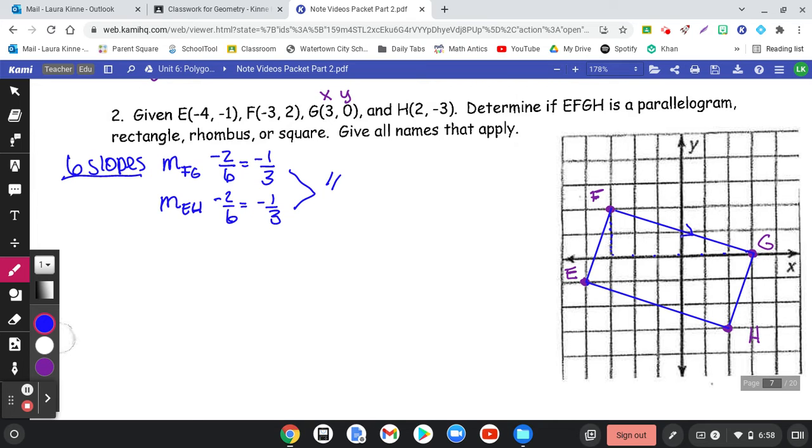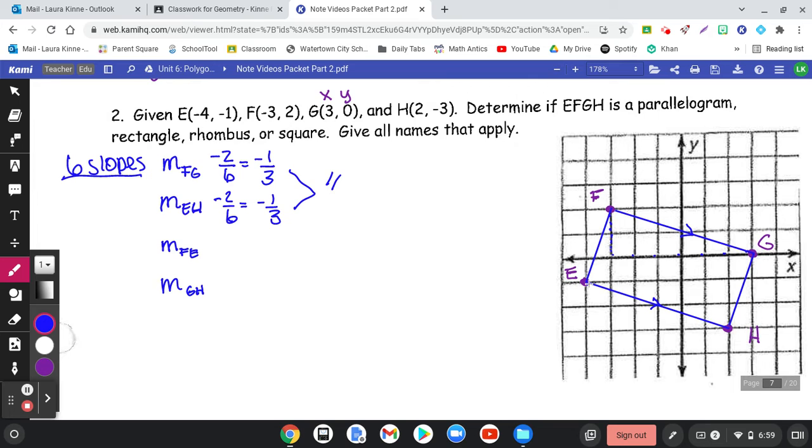So you've shown one set of parallel sides. Now let's show that the other 2 are parallel. So FE and the slope of GH. All right, now again, how I'm writing this, lowercase m represents slope and then subscript for what line you're talking about. All right, so FE, even though I wrote it that way, you can write EF, it's the same thing. This way it's organized so you know what's what.